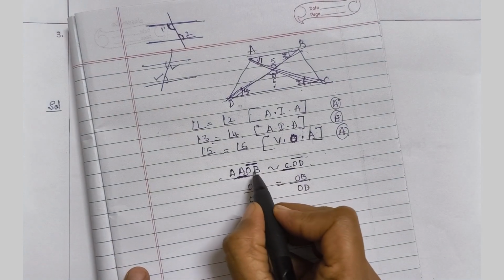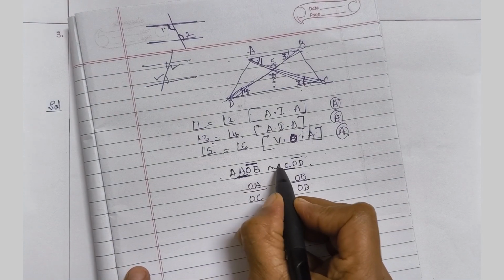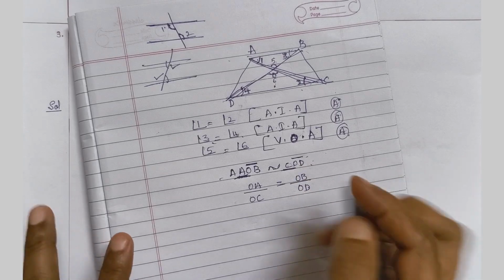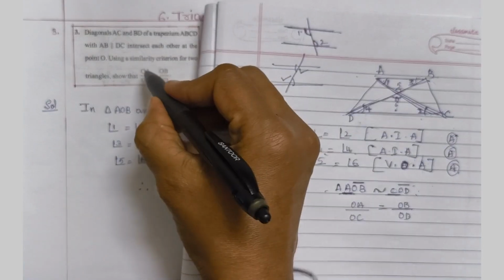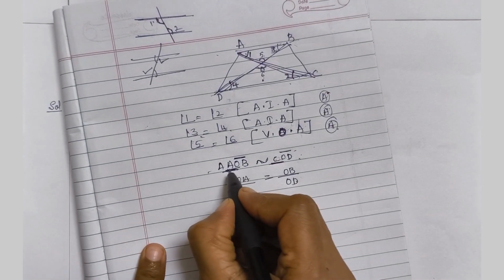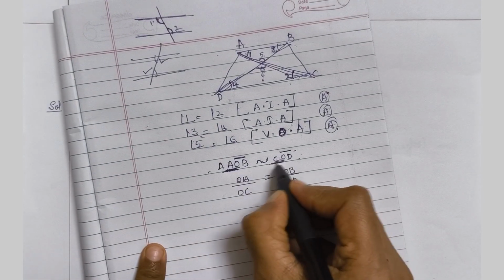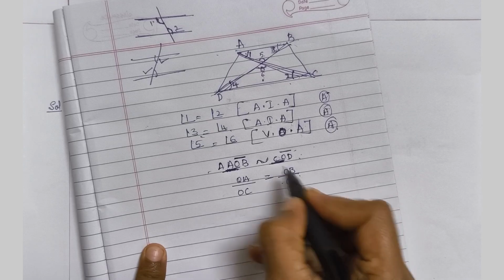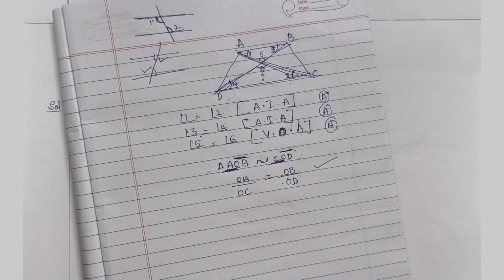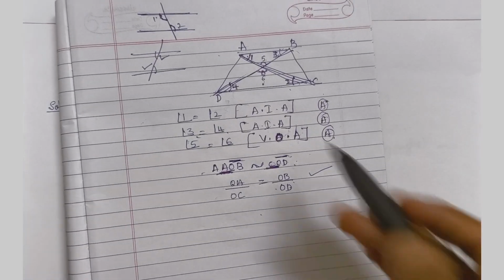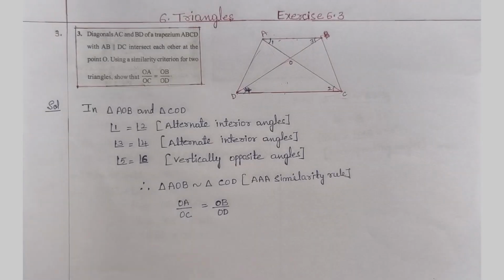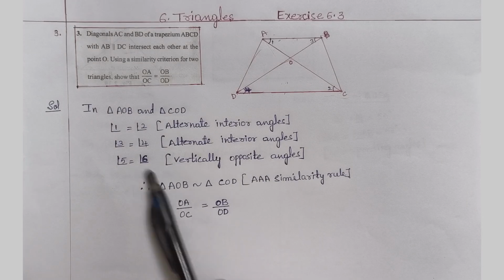So now you write triangle OAB is similar to triangle COD. Both are similar, and similar means I take the sides proportional. He asked for this proportion. So we take OA by OC. Next, he asked OB by OD. So proved. This is side proportional. First we prove similar triangles, next we can write the proportion. Once we write that, it is finished.